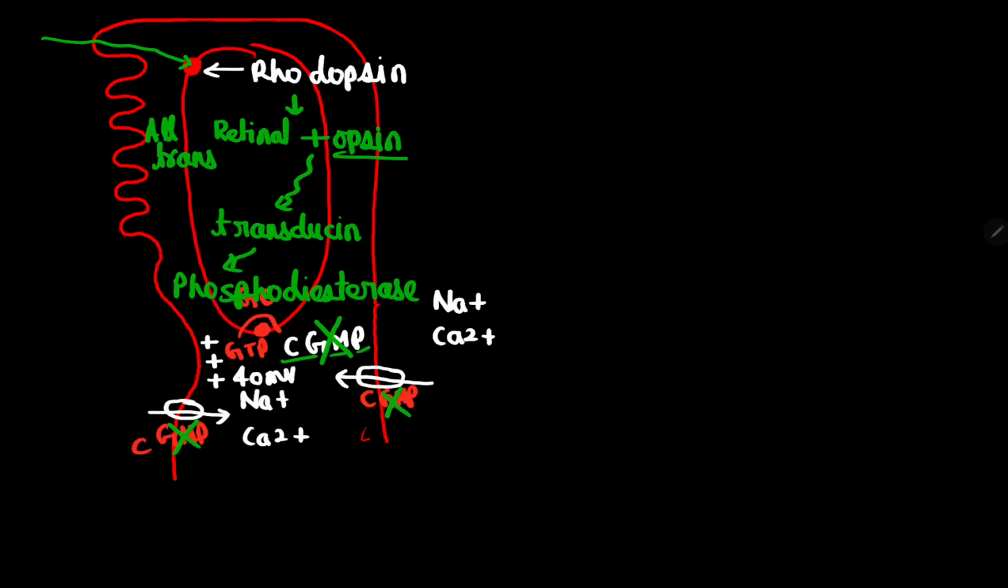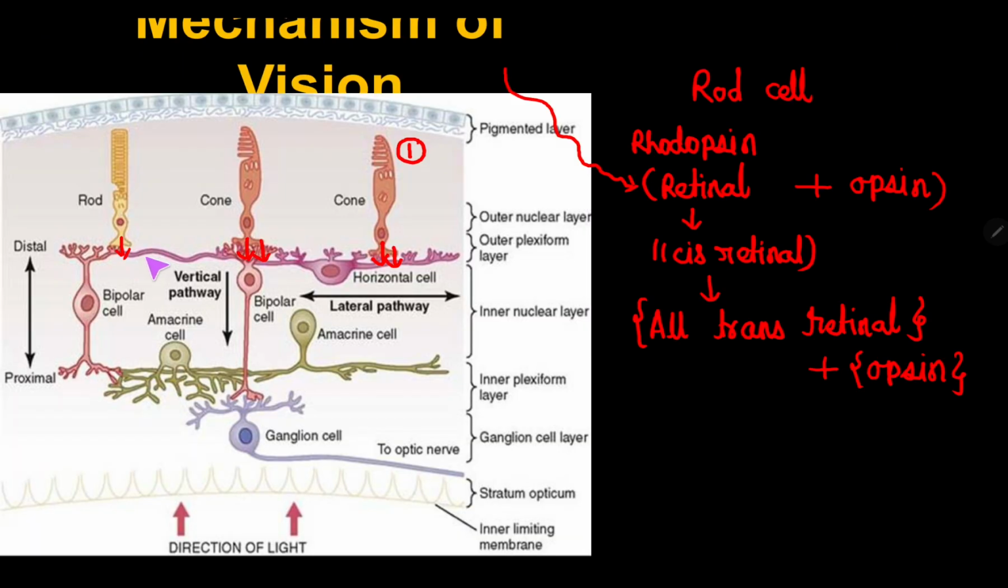Fine. And when they broke all this cyclic GMP, then the channels through which sodium and calcium ions were entering stopped working. And when they stopped working, these rod cells, or even cone cells, release a neurotransmitter here. Which neurotransmitter do they release? They release glutamate. When light was not there, the secretion of glutamate was more.